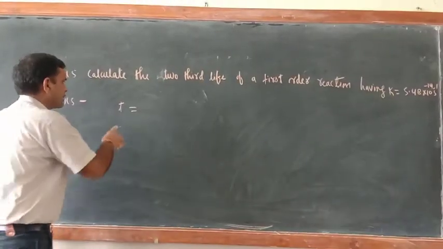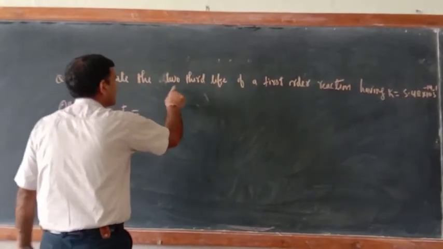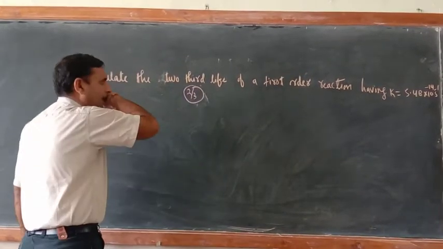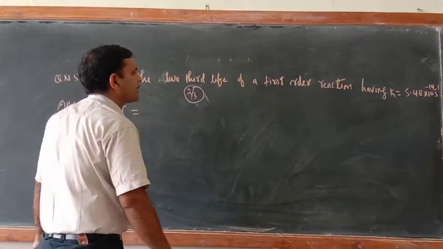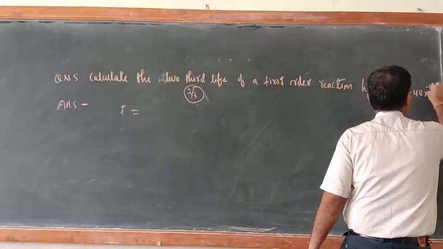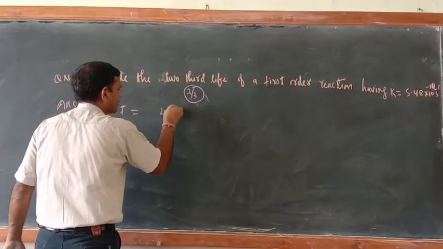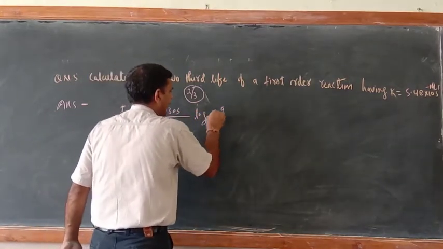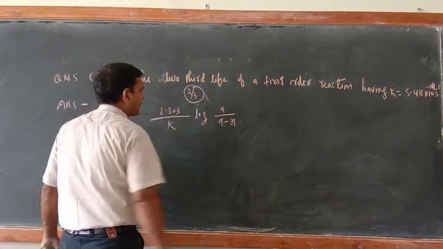Okay. So to calculate the 2/3 life of a first order reaction, 2/3 life means 2 by 3. The 2/3 life of a first order reaction having K equal to 5.48 into 10 raised to the power minus 14 second inverse. So t equal to 2.303 by K, log of a divided by a minus x.